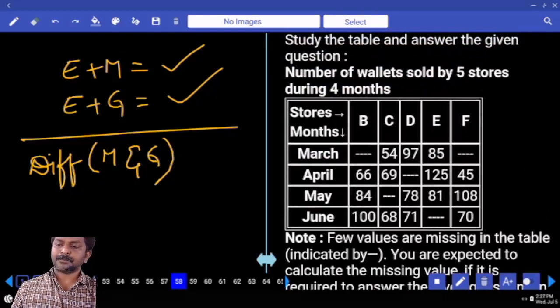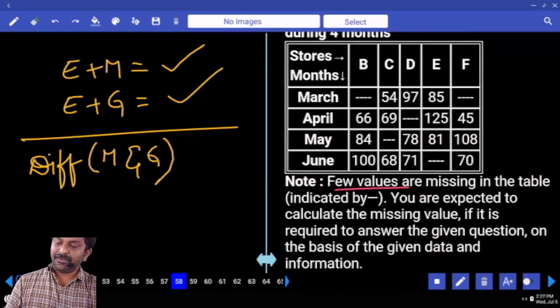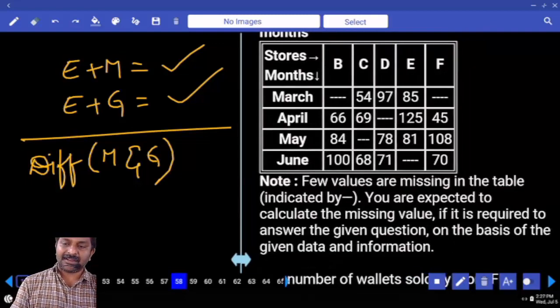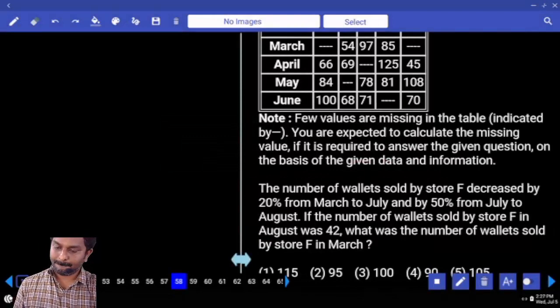Number of wallets sold by 5 stores during 4 months. Few values are missing and we need to calculate that. The number of wallets sold by store F decreased by 20% from March to July, and 50% from July to August. If the number of wallets sold by F in August was 42, what was the number of wallets sold by store F in March?